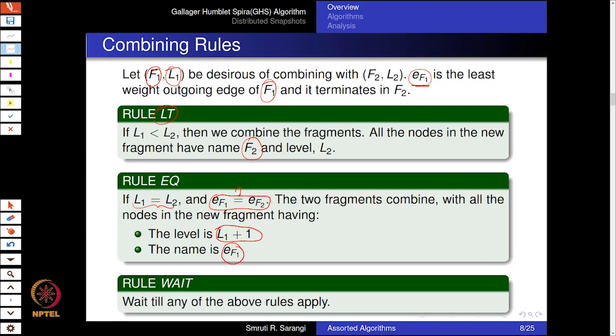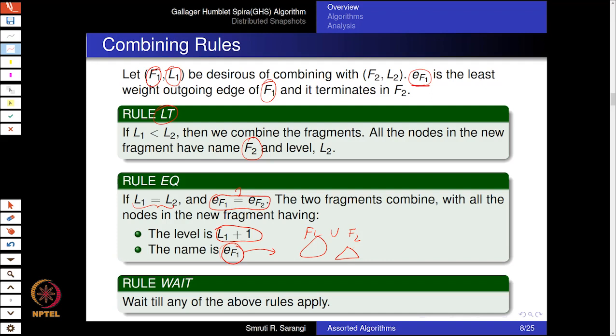So let's assume that every edge has a unique weight and a unique name also. And the name could be just a combination of the two node IDs of the edge. It doesn't matter however the name is derived, but the edge will be the common name for the nodes of both the fragments, F1 union F2. And if any of these above rules don't apply, we just wait. We wait for them to apply.